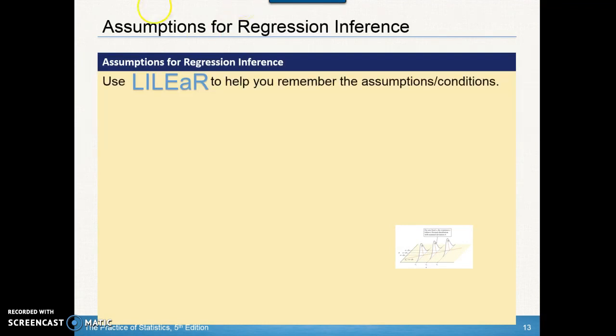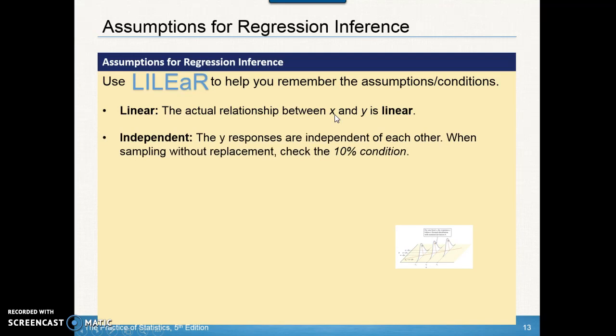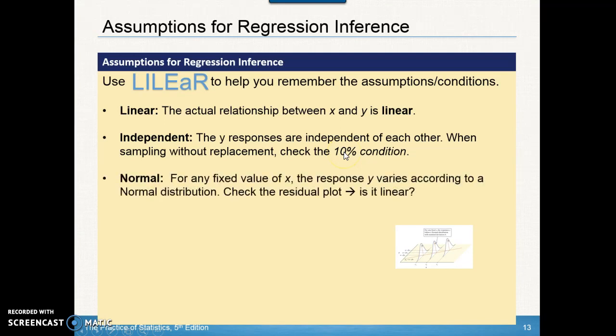So like I said, you're going to use the acronym LINEAR in order to help you remember the assumptions and conditions. So the L is pretty self-explanatory. It means that the relationship between x and y is linear, and you can tell that from a graph. Okay, independent, so same condition from before. The y responses are independent of each other. So basically that's saying when you're sampling without replacement, so I'm taking 20 samples out of the 220, you're going to check the 10% condition, or that the population is more than 10 times the sample size.